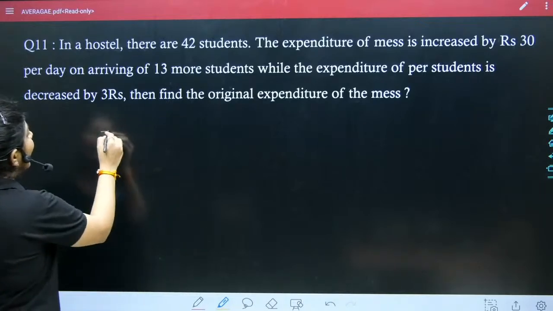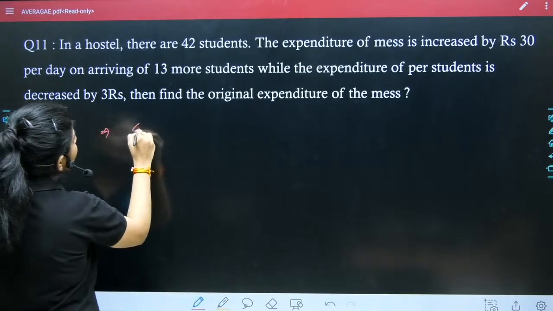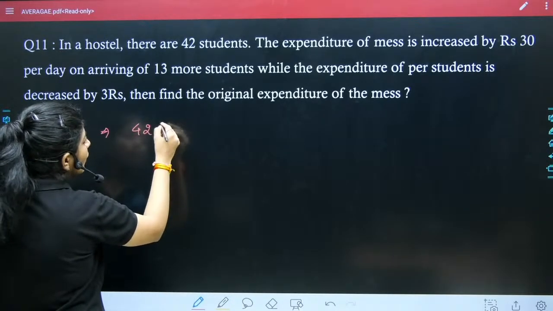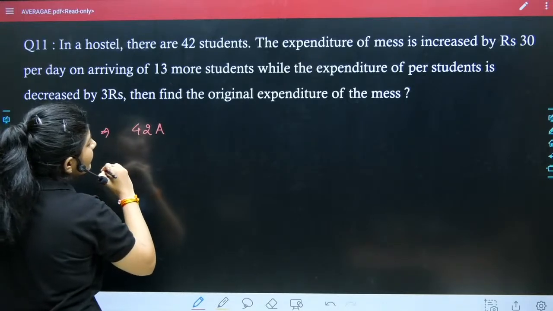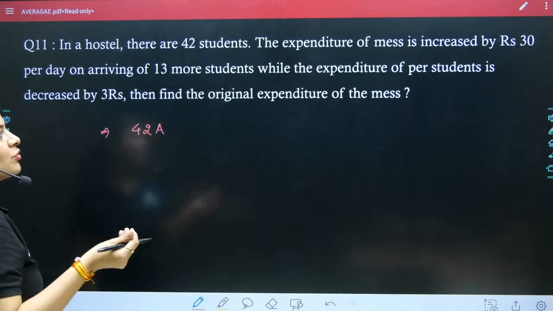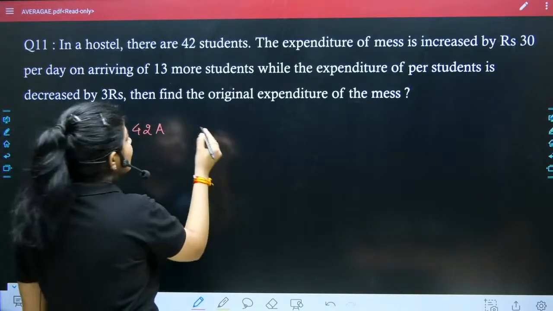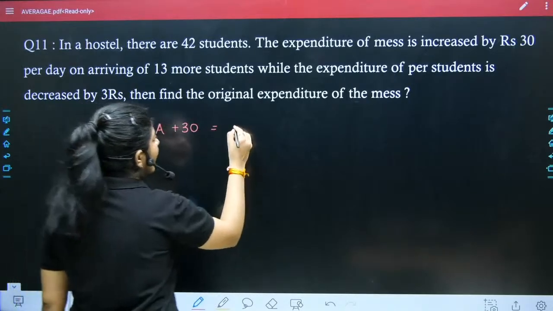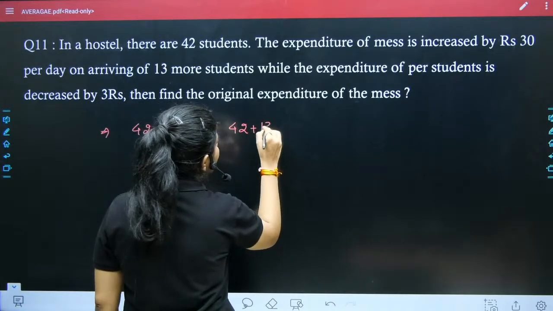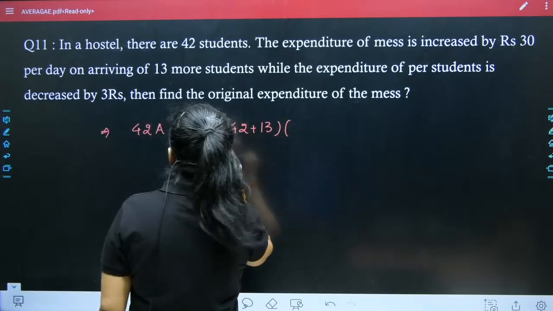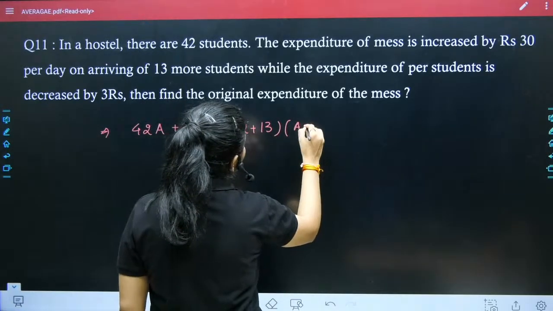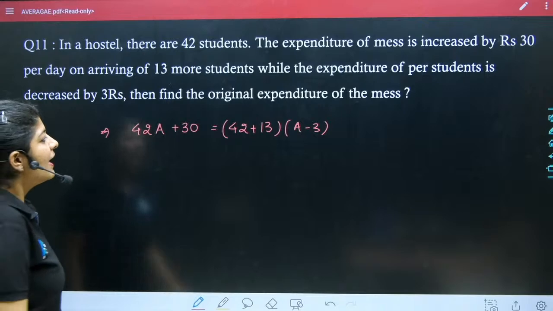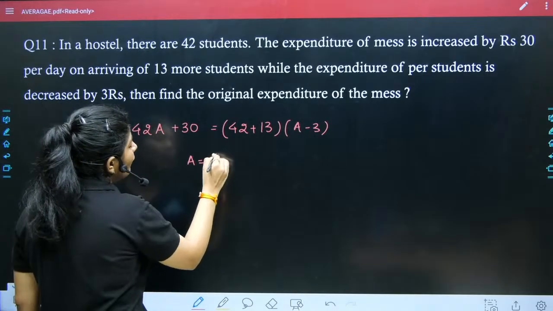I can write it as, if I am having 42 students initially in the hostel, the old expenditure is equal to 42A, and when 13 more students join the hostel, the expenditure of mess is increased by 30 rupees, right? This is increased when there is an addition of 13 students and the average of per student is decreased by 3 rupees. Now I just simply have to solve this equation and calculate the value of A.